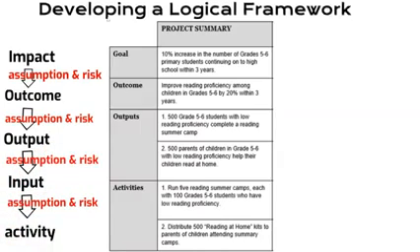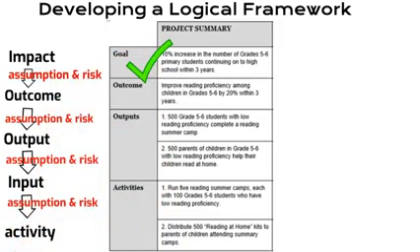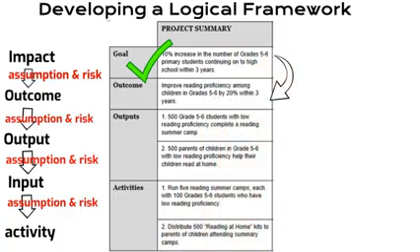So in this example, we can see that the goal or the impact of the project is to increase the number of primary students continuing to high school by 10% within 3 years. But to achieve this goal or the impact, we need to improve the reading proficiency among the children in grade 5 to 6 by 20% within 3 years. So this becomes the outcome.